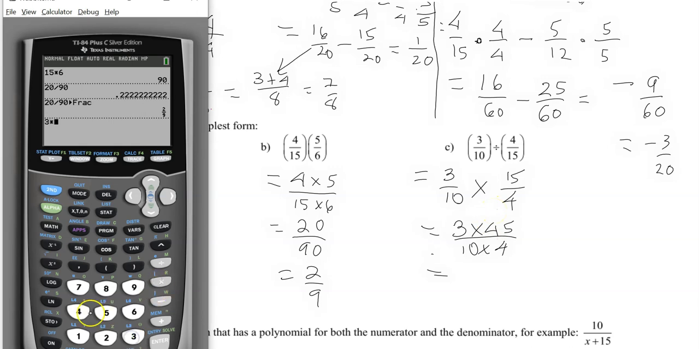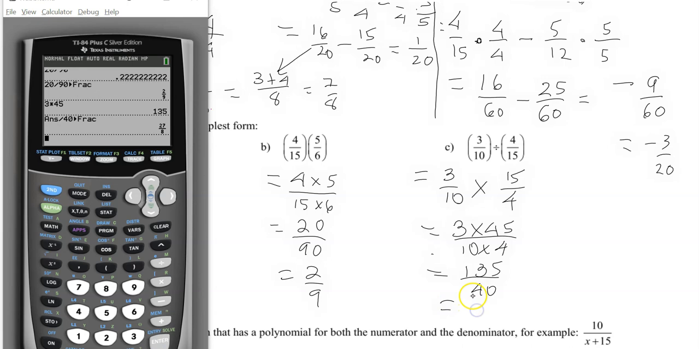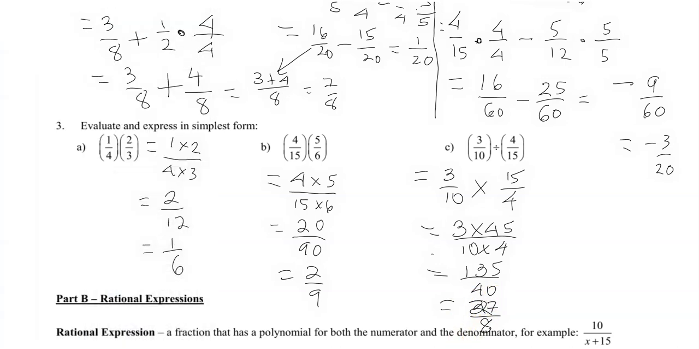So we've got 3 times 45, which is 135. 10 times 4 is 40. So I'm going to say divided by 40. Now see, when I say divided, it says ANS. That's just answer. It just brings that number back down. Hit math. I always call it math enter enter, because you hit math, you hit enter, you get the fraction, you hit enter again, and you get the reduced form, the lowest, which is 27 over 8. Okay, let's disappear that for a sec.